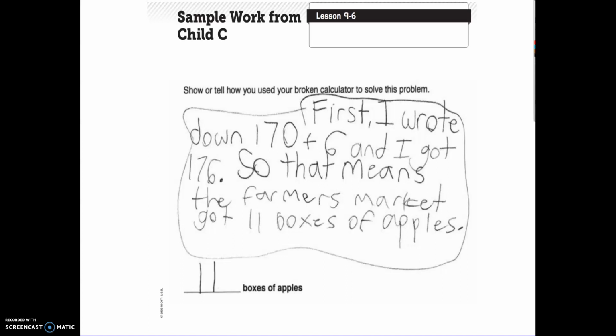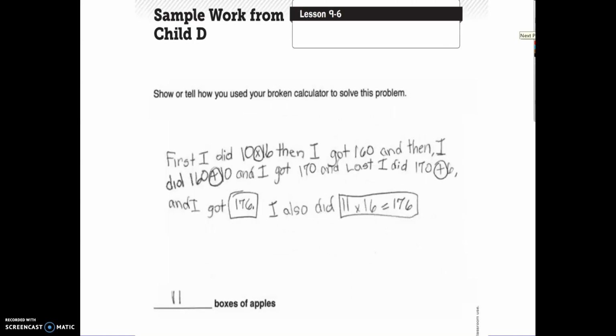Okay. I have another example to show you, and this is child D. And so let's see what they said. First I did 10 times 16, then I got 160, and then I did 160 plus 10, and then I got 170, and last I did 170 plus 6, and I got 176. I also did 11 times 16 equals 176.